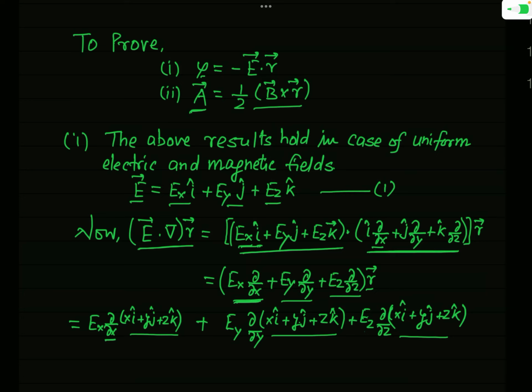And in the last third term, del z by del z will be 1 and other terms will be 0. So the last term will be simply ez del z by del zk. But del z by del z will be 1, so this will be ezk. So what will be the result? The first term will be simply exi, second term will be eyj, third term will be ezk.